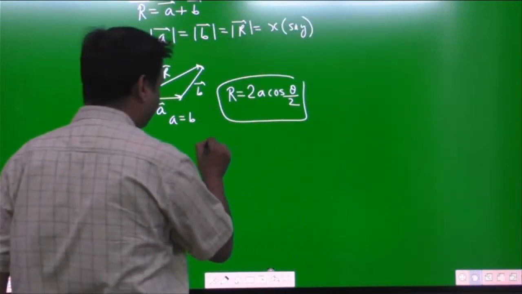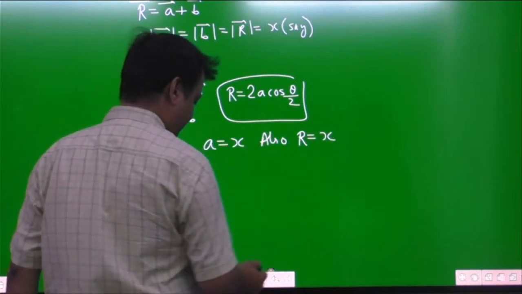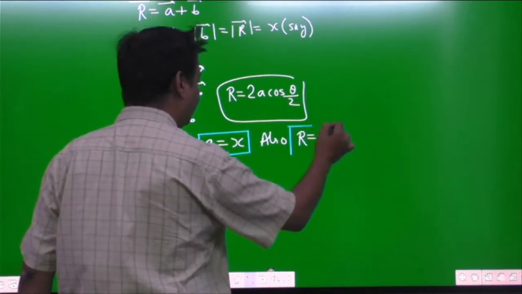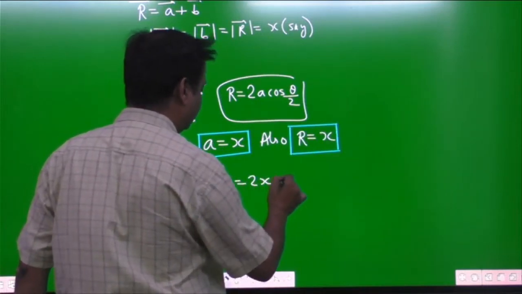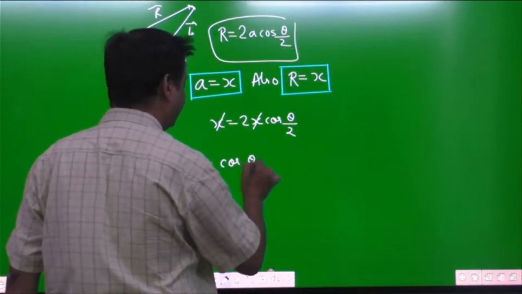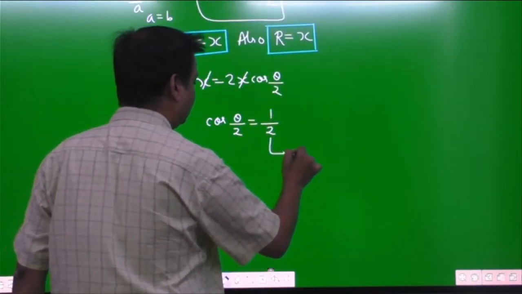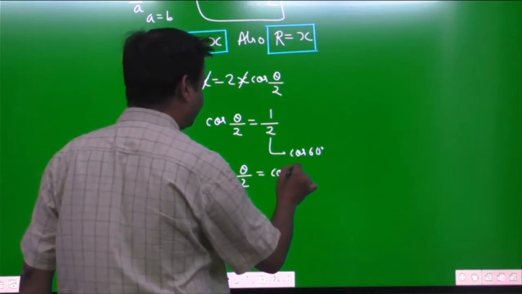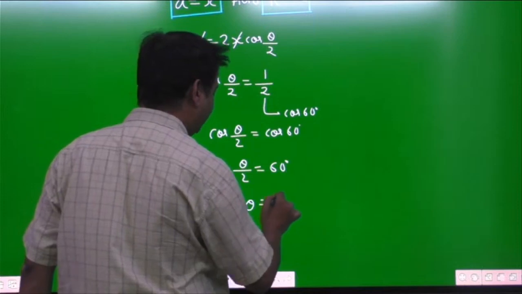So in this case, A is equal to X and also R is equal to X. In this particular problem, A and B are equal, both say X, and R is also having the same magnitude X. So if you put X is equal to 2X cos theta by 2, X will get cancelled away. So we'll get cos theta by 2 as what? Half. And which angle has a cos of half? Cos of 60 degree. So cos theta by 2 came to be cos of 60 degree. So theta by 2 comes to be 60 degree, so theta comes to be 120 degree.